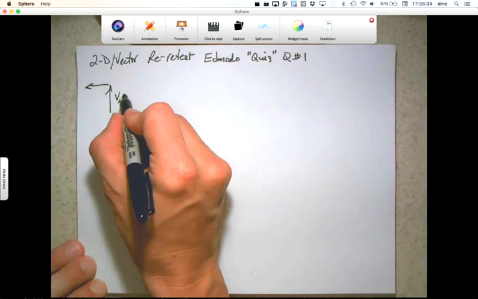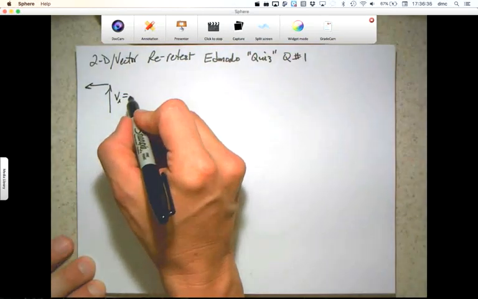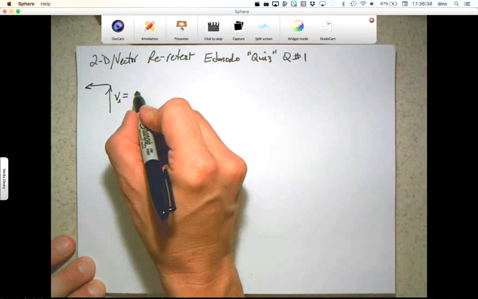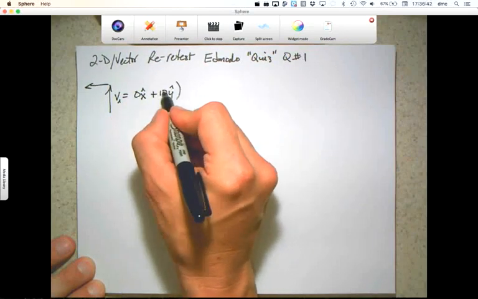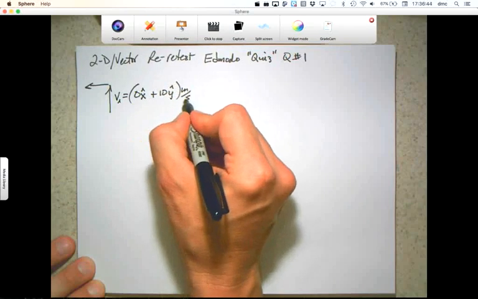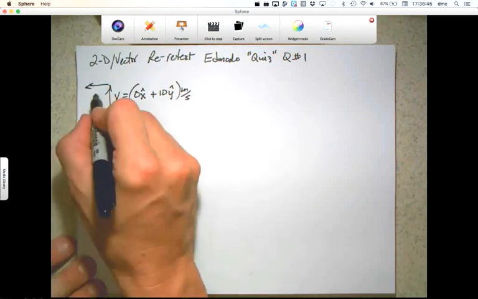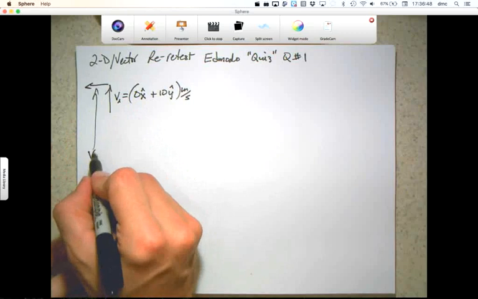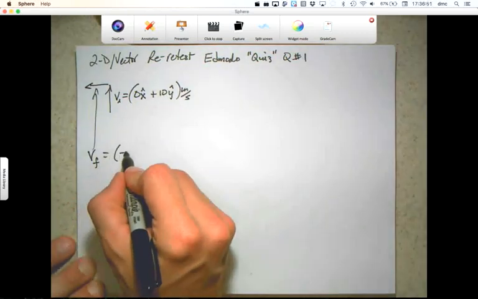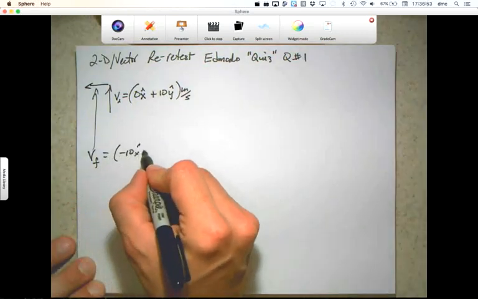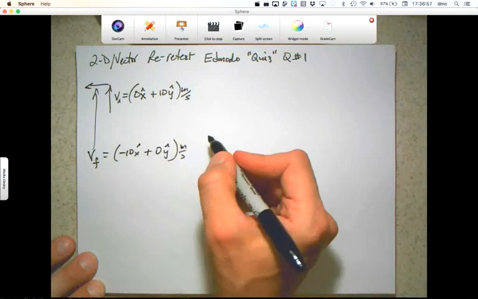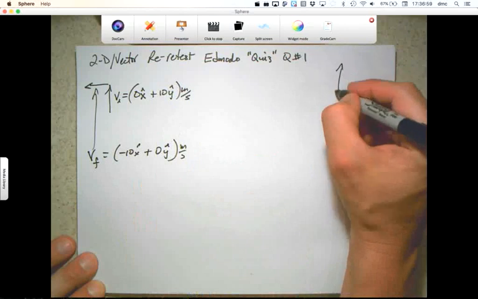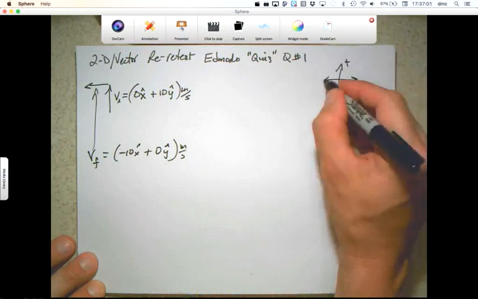So the initial velocity is 0 in the x plus 10 in the y meters per second. The final velocity is negative 10 in the x plus 0 in the y meters per second if we let north be plus and east be plus.